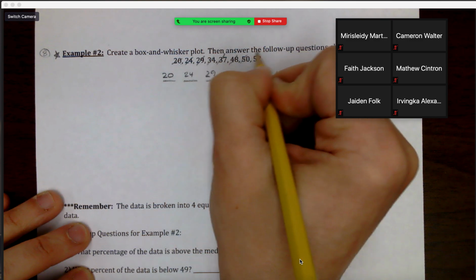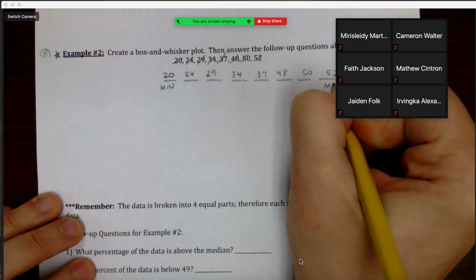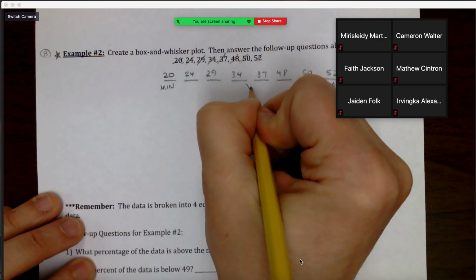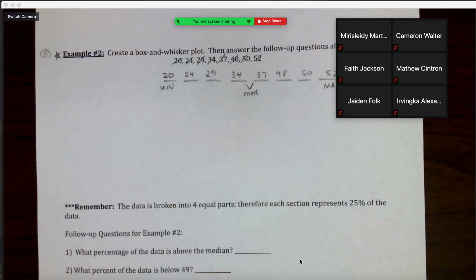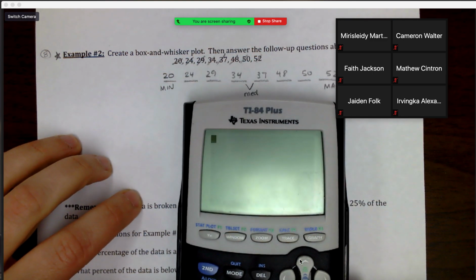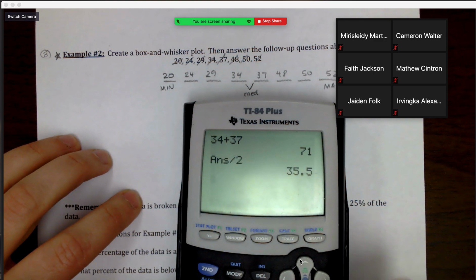Now, what's a bummer about this one is that this is my min, this is my max, but when I count these, I have an even number, which means my median is going to be in the middle. The way that I find my median is to take the average of the 2 in the middle. So the average of the 2 in the middle is going to be 34 plus 37 divided by 2, which is 35.5.